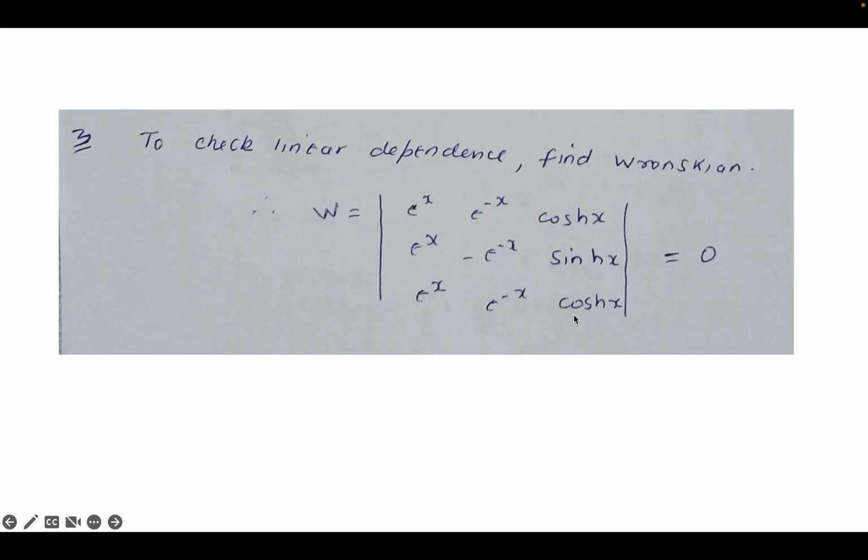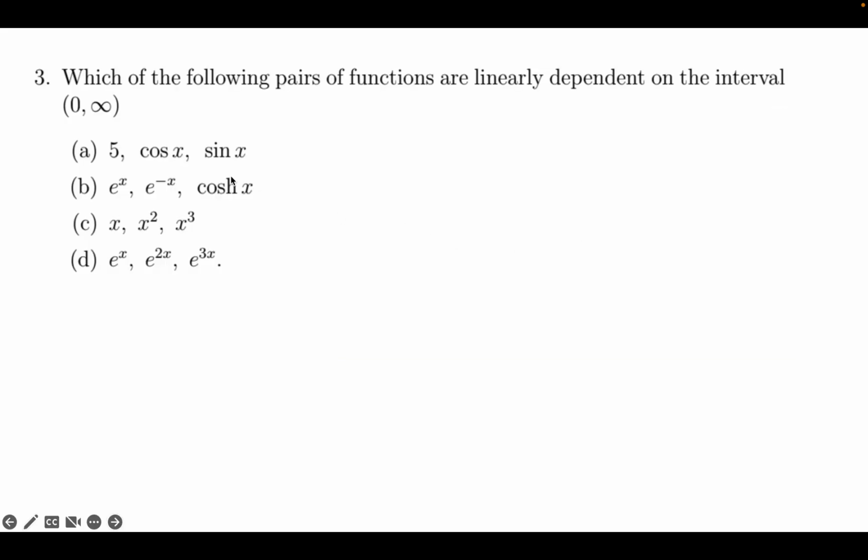Now one can easily calculate the determinant of the matrix. I calculated the determinant of this Wronskian and I get it equal to 0, right? So when the determinant of the Wronskian is equal to 0, these functions are linearly dependent on each other. So basically option B is correct.